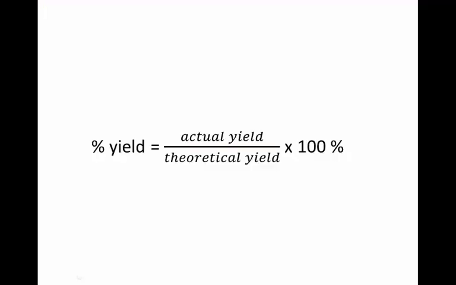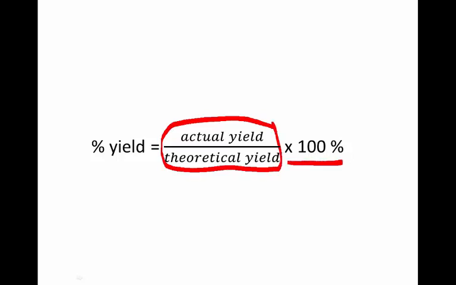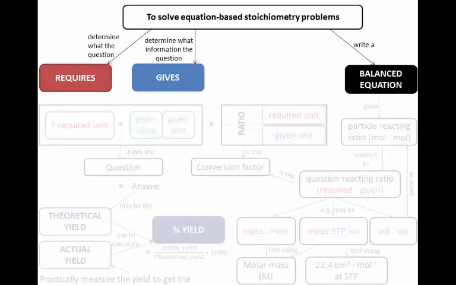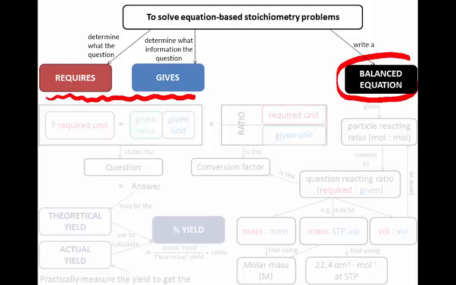Percentage yield? Percentage yield is actual yield divided by theoretical yield multiplied by 100 to get it to percent. What does this mean, and where do we get this information from? Remember that when we solve equation-based problems, we need to identify what is required, what is given, and have a balanced equation for the reaction.